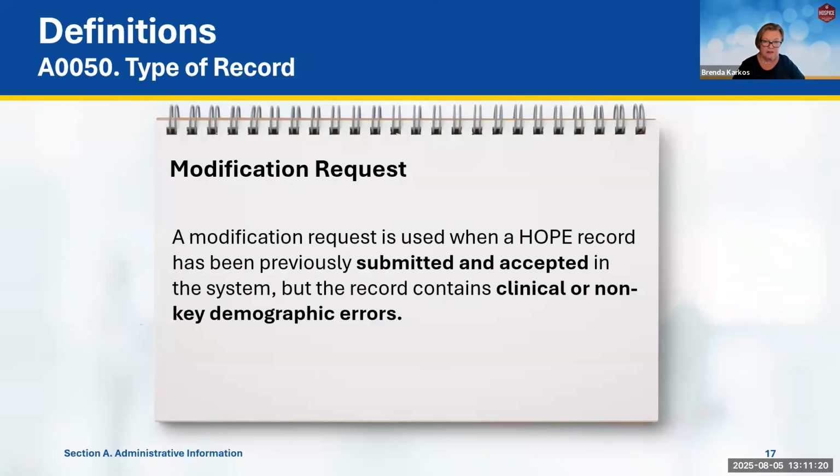So here's an important definition. A modification request is used when a HOPE record has been previously submitted and accepted in the system, but the record contains clinical or non-key demographic errors. This might be something like a response on a single item, a clinical item that needs to be corrected.